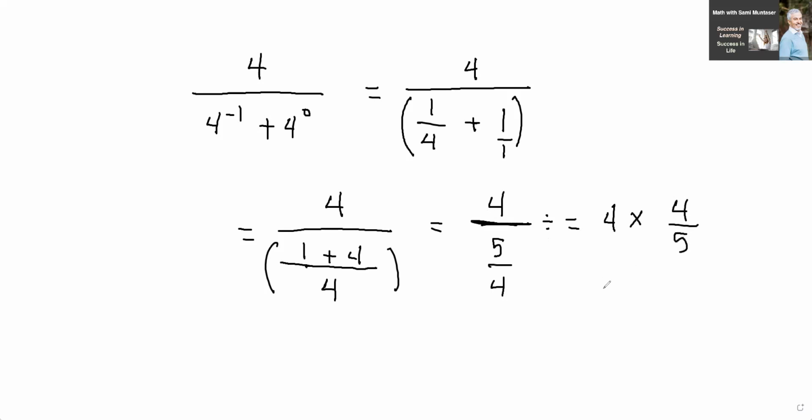And as I told you in my earlier lessons, when you multiply a whole number times a fraction, see if you could reduce the whole number with the bottom of the fraction. If you can't, then you just multiply the whole number to the top, which gives you 16, but you never multiply it to the bottom. So this gives you 16 over 5 as your final answer.